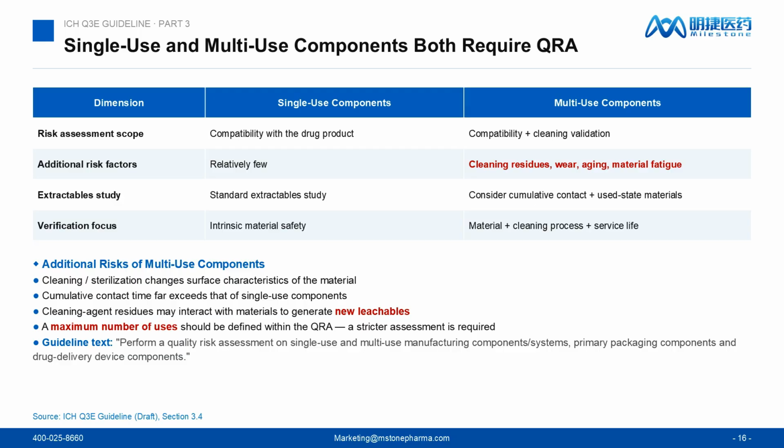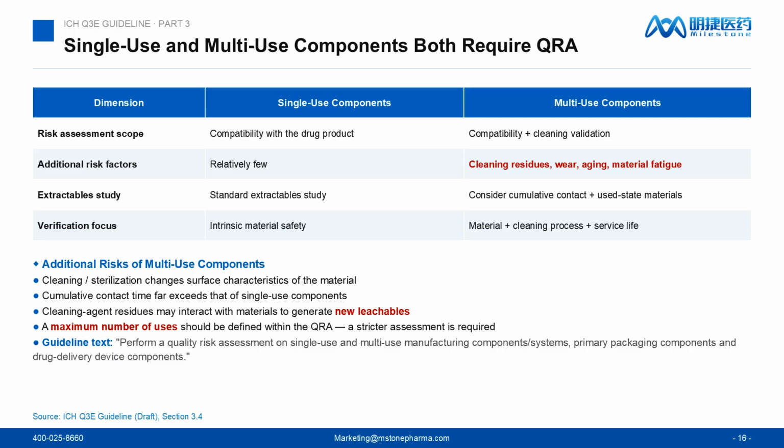For multi-use components, 3 additional risks appear. First, cleaning. Aggressive cleaning agents, sodium hydroxide, acids, contact the material again and again. They can degrade surfaces, and cleaning agent residues can react with the material to create new leachables that weren't in the original extractables profile. Second, aging. Heat sterilization cycles, mechanical wear, and material fatigue change the polymer over time. The component in its 50th use is not the component you qualified.